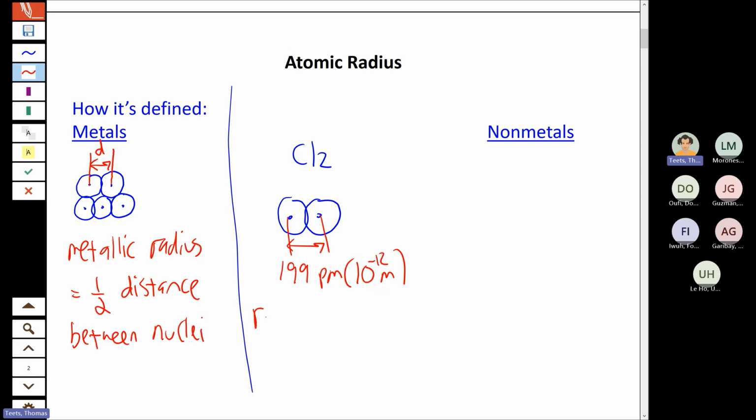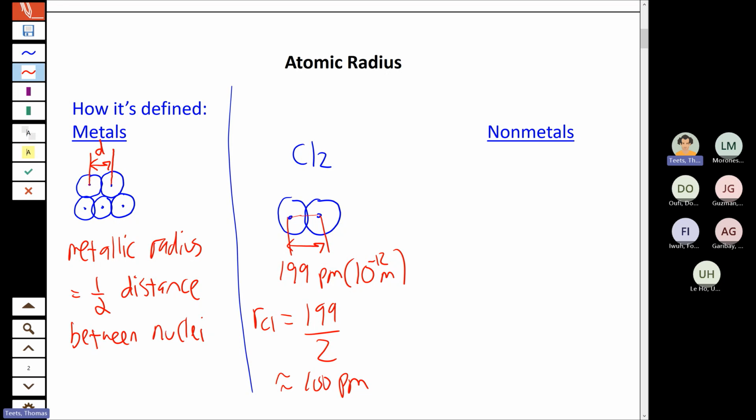And then the radius of a chlorine atom would be that number divided by 2. Again, because we're considering two atoms bonded together, the distance between the two nuclei is 2 times the radius. So that gives you around 100 picometers. So that would be an approximate value for chlorine. Again, these numbers are approximate because they do vary a little bit.